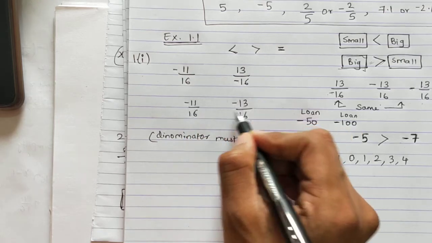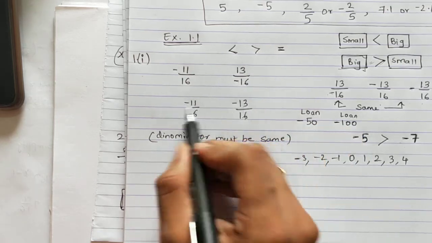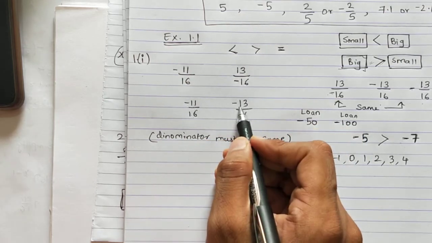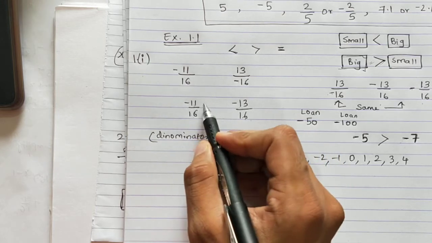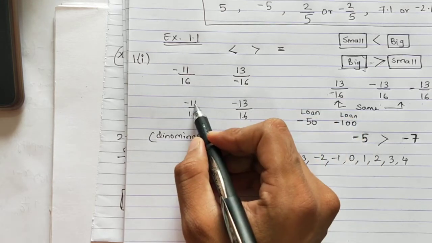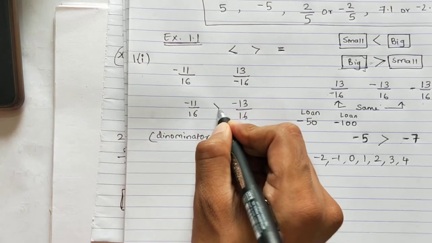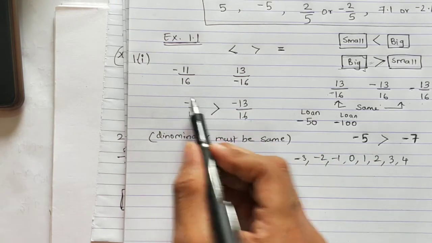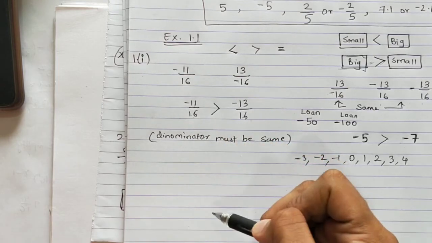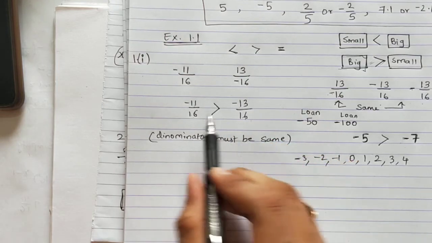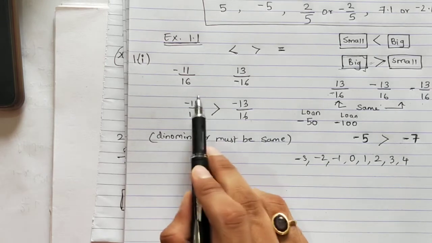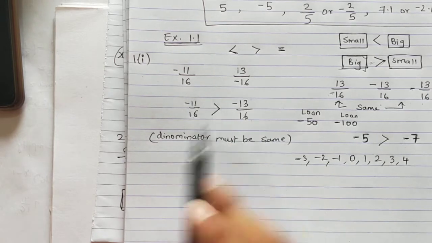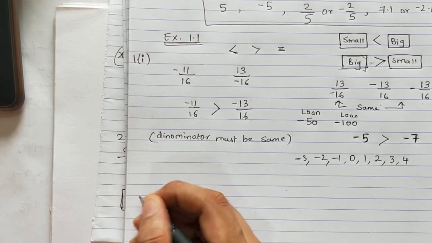Is -11 bigger or is -13 bigger? They are negative numbers. If they are negative numbers, the number that is smaller has the greater value, because they are negative. So that means my answer is like this: -11 is greater than -13. Okay, the denominator is same. So if we compare the numerators we get the answer.